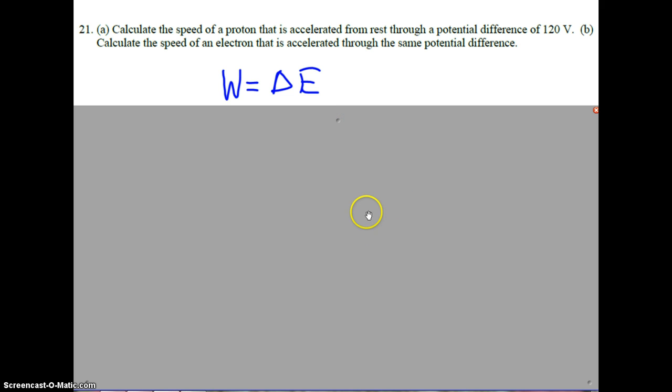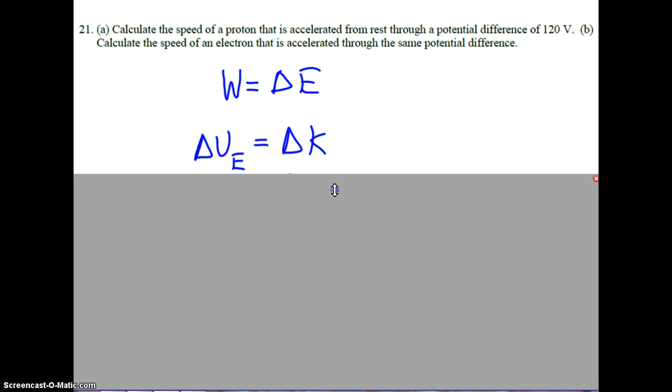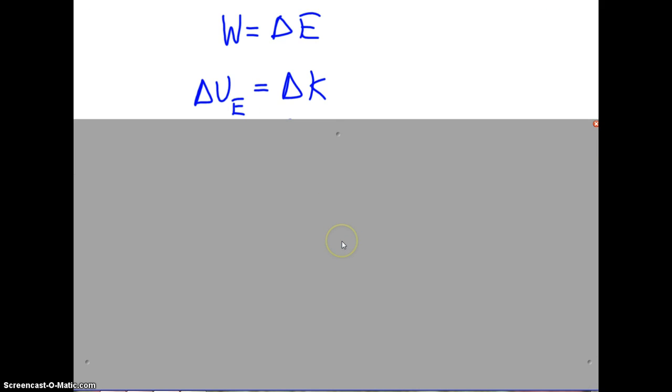This question requires the use of the work energy theorem, where the work done, let's start with A, the work done to accelerate the proton is done by the change in electric potential energy of the proton being the change in kinetic energy of the proton. So another way to express the work done is the change in electric potential energy, and that change in electric potential energy causes a change in kinetic.